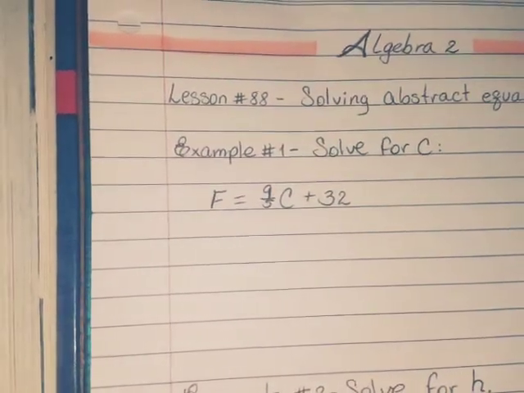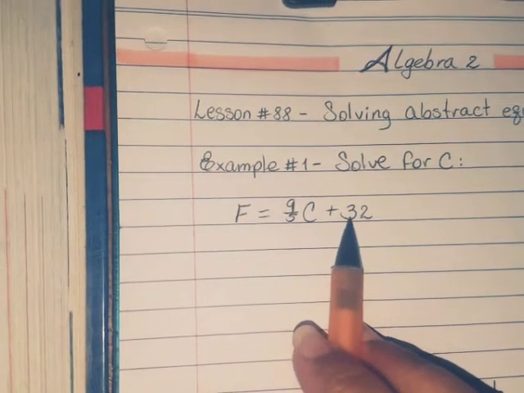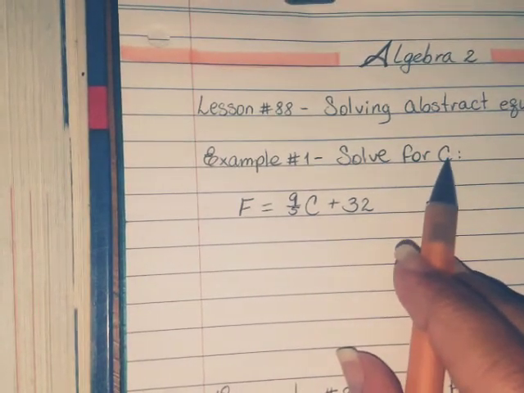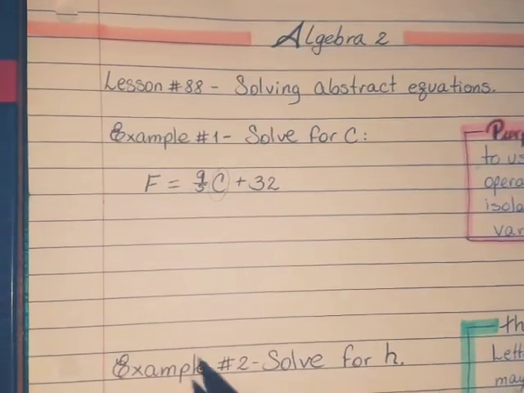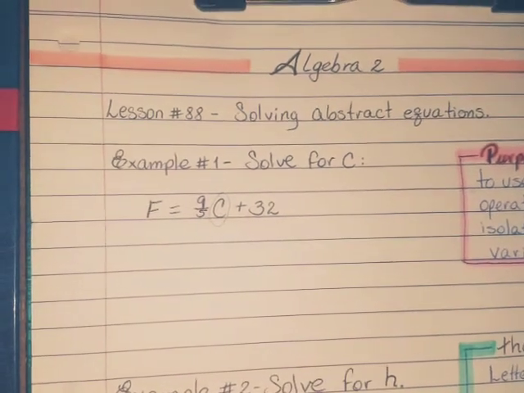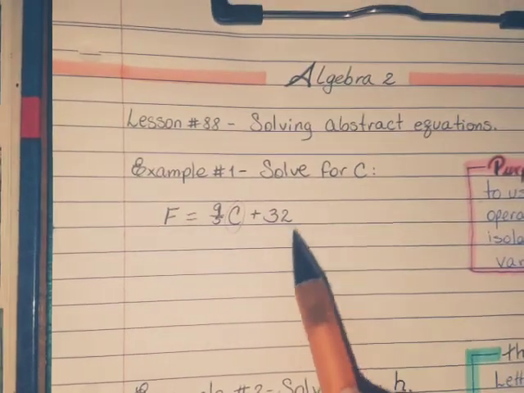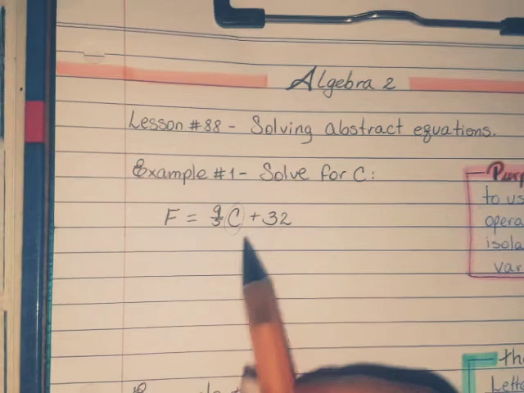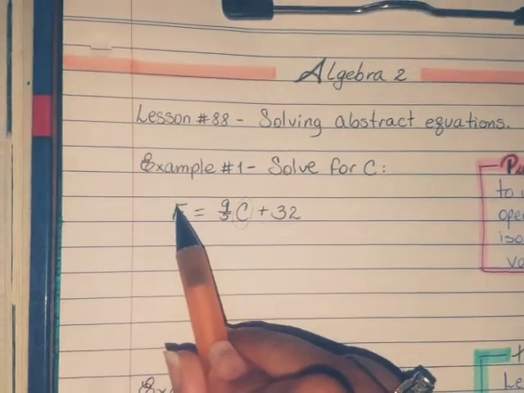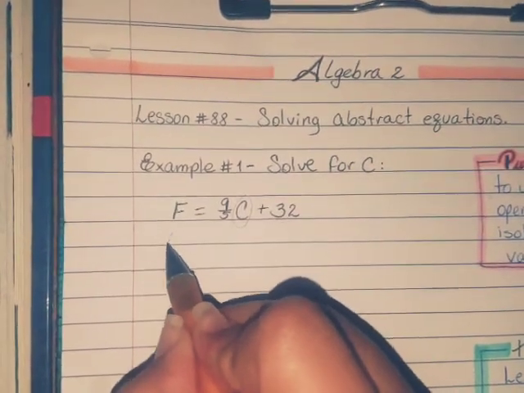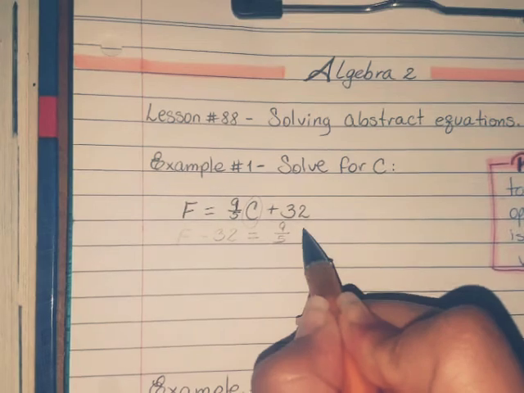It says, solve for c, and they're giving us the equation F equals 9 over 5 c plus 32. The idea is to isolate the c. So I'm going to start moving the terms that do not have the c. When I say move, I mean use the inverse operations to isolate the variable they're requesting. I'm going to begin by eliminating the 32. Remember, the opposite operation of addition is subtraction. So I'm going to move it to the other side of the equation, subtracting. Now we have F minus 32 equals 9 over 5 times c.